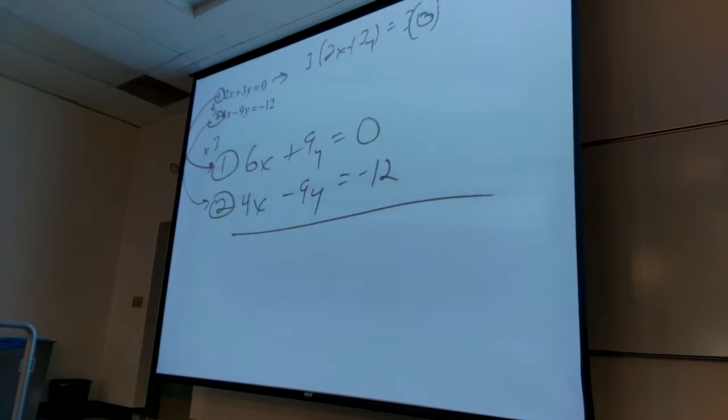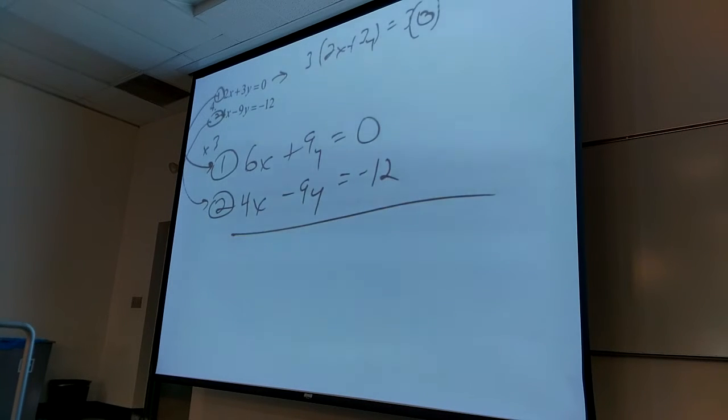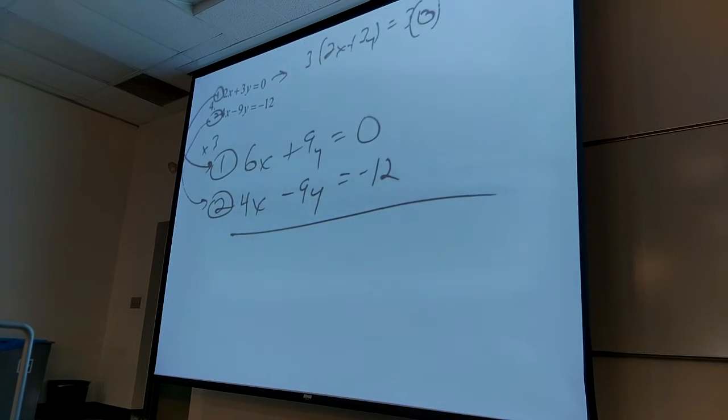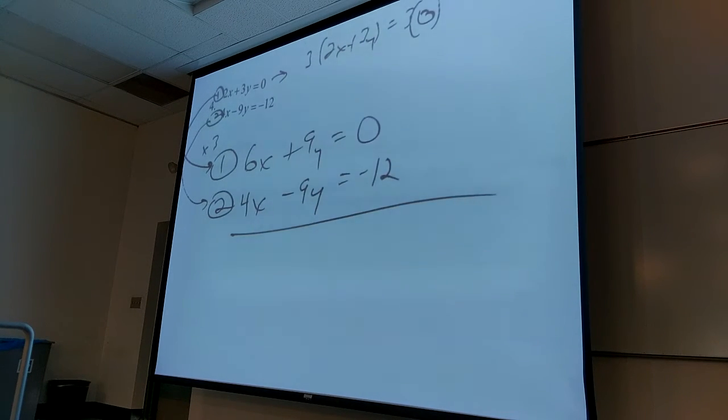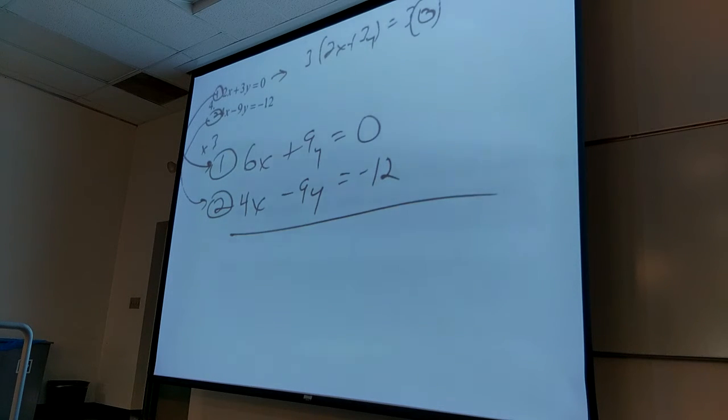Yes? Where do you got the 3 from? The 3 that you multiply? Because I knew, so right now if I add them together, nothing cancels. And I don't get a better equation. A better equation would be one with less unknowns. So I want to add them in such a way that one of the variables cancels. That will not happen right now. 2 and 4 is 6, 3 minus 9 is negative 6. That doesn't get me anywhere.